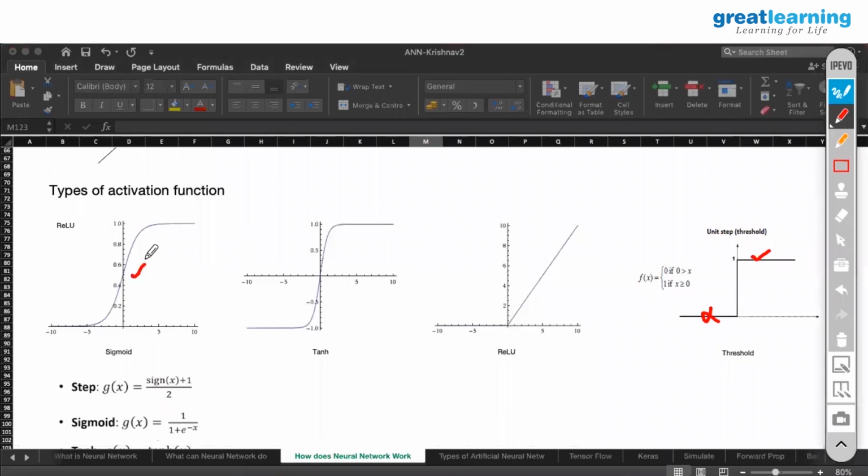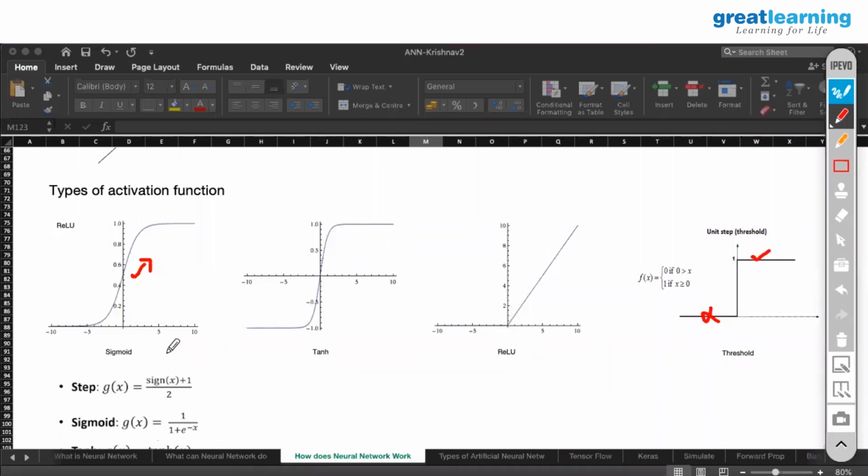Have we done this earlier in any of the algorithms? Can you recollect this? Have we done sigmoid anywhere else? Logistic regression. Correct. And one more then. Kernels. SVM kernels, you remember? One of the kernels was the tangential sigmoidal kernel.